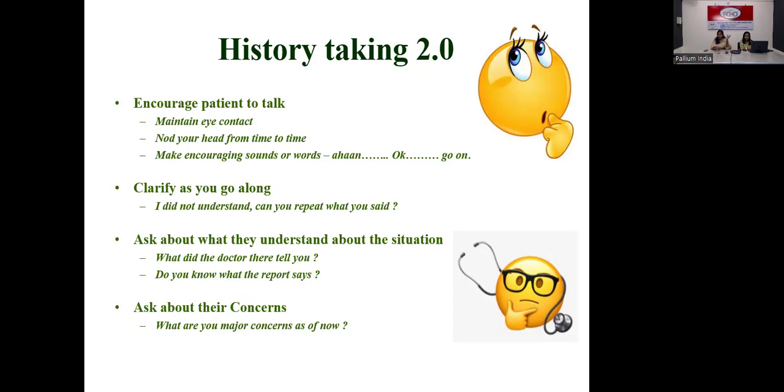So we'll have eye contact, we'll greet, we'll ask the patient to sit, we'll listen, we'll encourage the patient to talk, we'll clarify, leaving no space for uncertainty. We'll check the patient's insight, how much the patient knows about his or her condition, and we'll probe into their concerns.